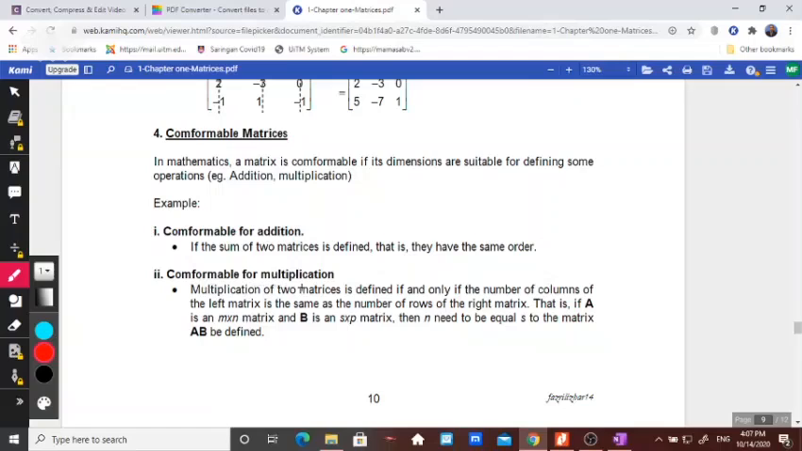Okay, conformable for multiplication: multiplication of two matrices is defined if and only if the number of columns of the left matrix is the same as the number of rows of the right matrix. Okay, this is the condition for matrix multiplication. That is, if A is an m by n matrix and B is an n by p matrix, then AB is defined. So A and B can perform the multiplication. So the condition is that the columns of A equal the rows of B.